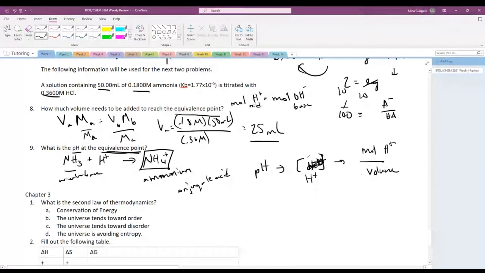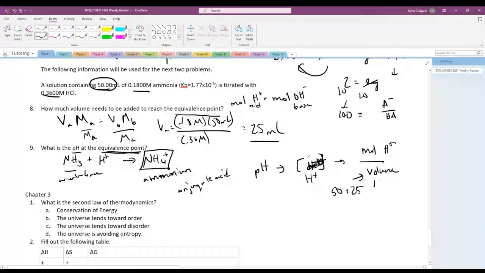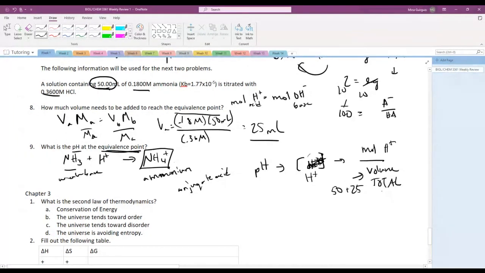The volume is the easy part. We had 50 milliliters, we added 25 to it. The volume is the sum of those two. I cannot tell you how many times I've used 50 and gotten the question wrong, or used 25 and gotten the question wrong. We have to remember that since we've added two volumes, we now take the total volume. Total, okay? That's very, very important.